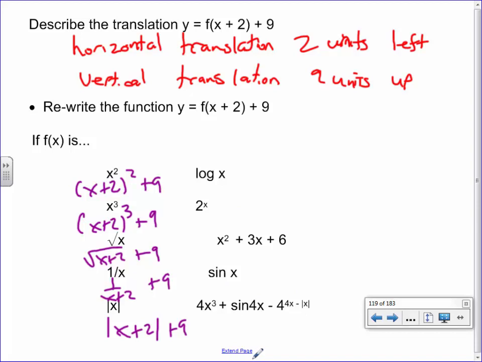On this next half right here, I've got some functions that we're going to learn about. We haven't done all these yet, but I'm pretty sure you guys can figure out the pattern, right? 2 to the x plus 2, then add 9. What if there's more than one x?